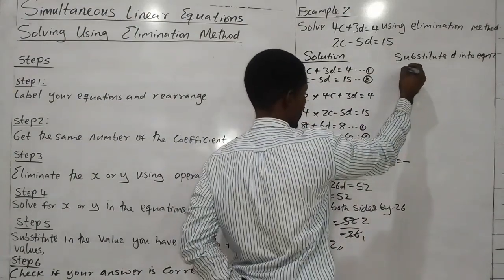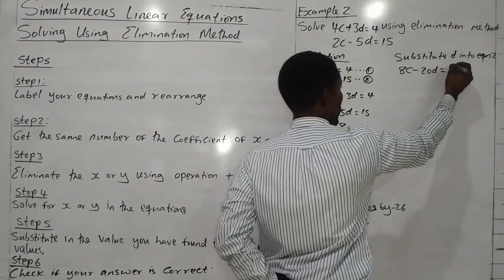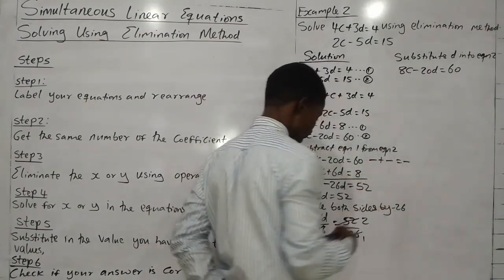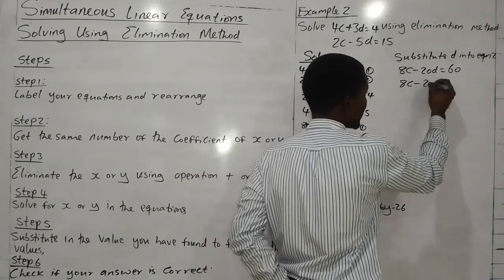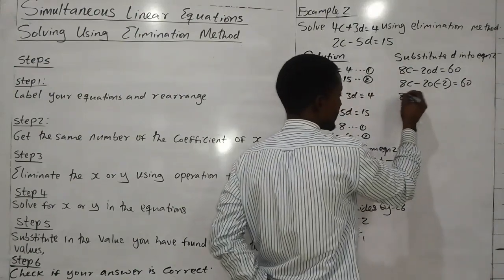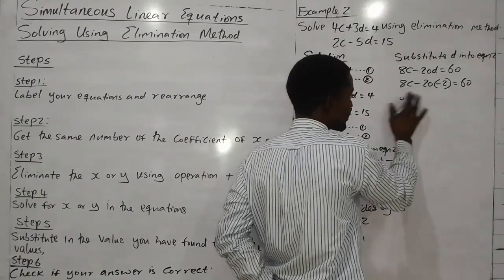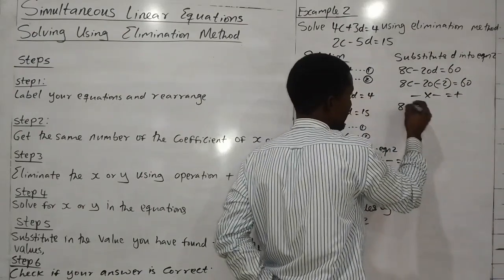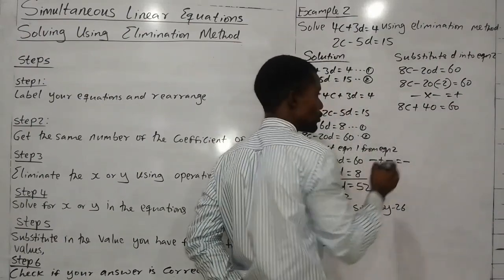What's our equation 2? We have 8c minus 20d equals what? 60. 8c minus 20d equals 60. So anywhere I see d, I will put my what? My minus 2. So we have 8c minus 20 times minus 2, close the bracket, equals 60. Note that minus times minus equals what? Plus. So we have 8c plus 40 equals what? 60.